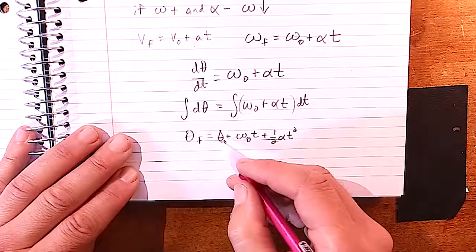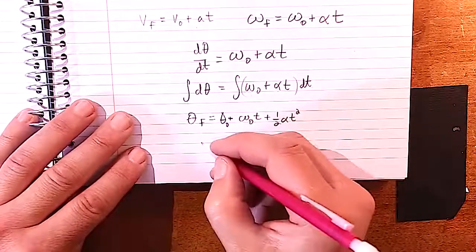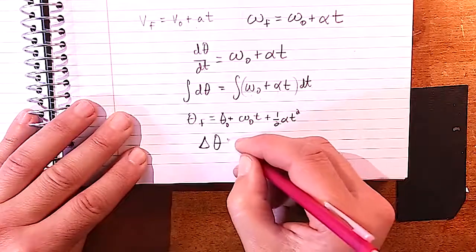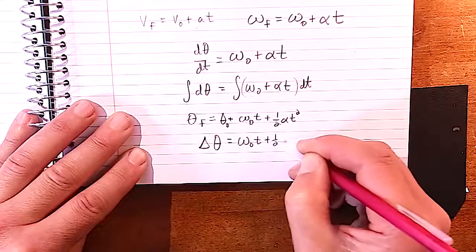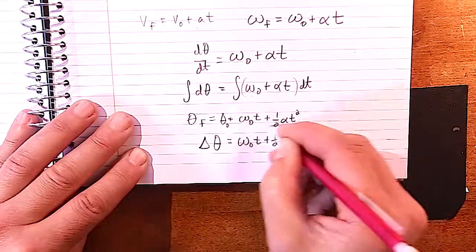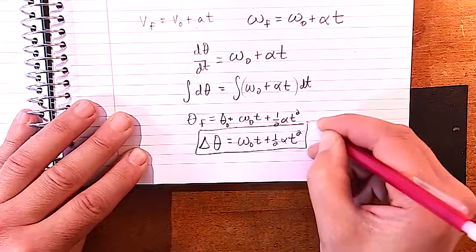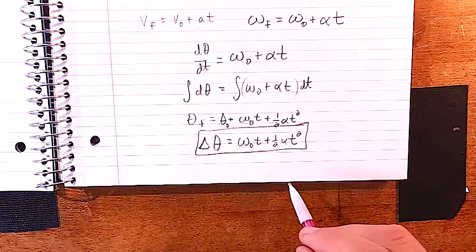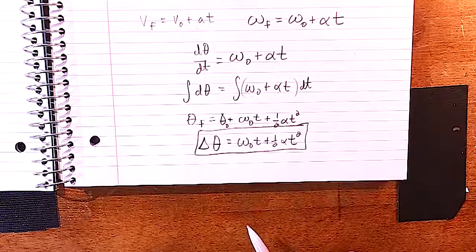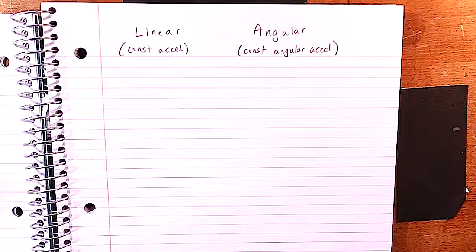But we can subtract this over and just say that delta theta is equal to omega t plus 1/2 alpha t squared. So we did an integration to get a new formula, the rotational version of this kinematics formula that we've seen before. So let's go over this all together at once.